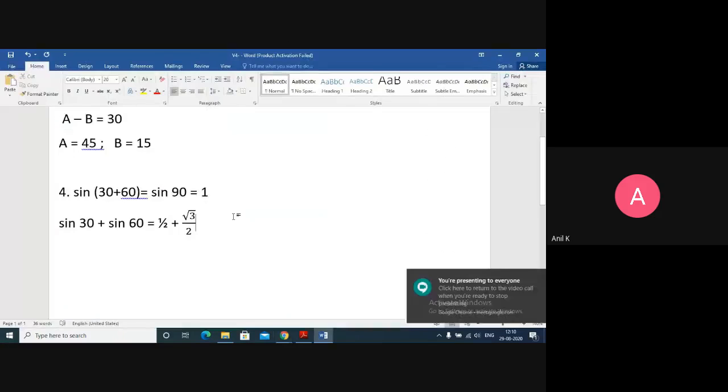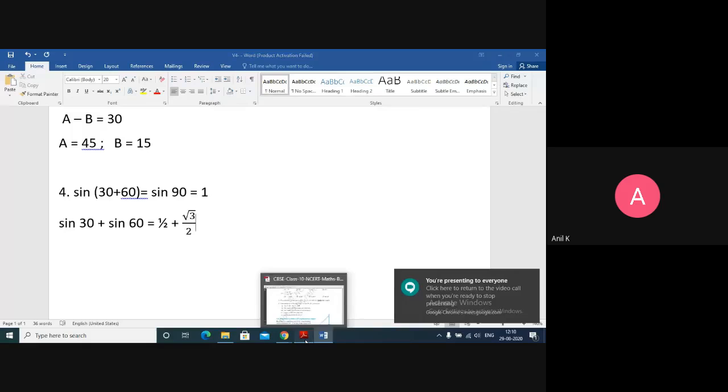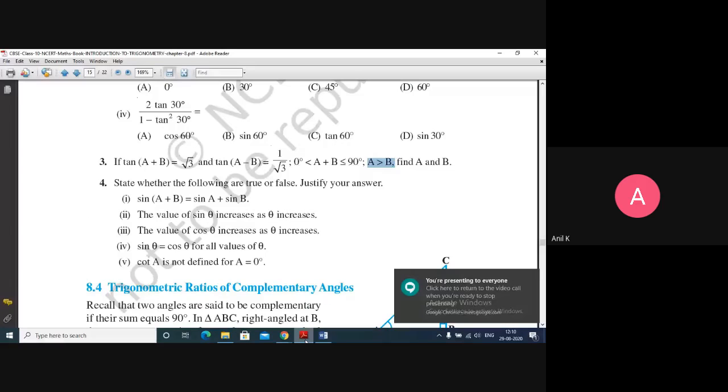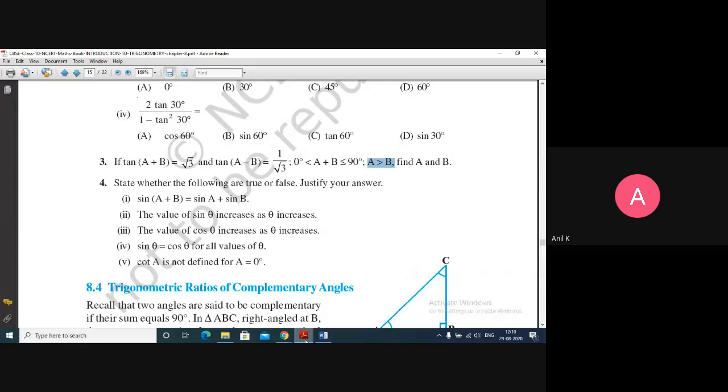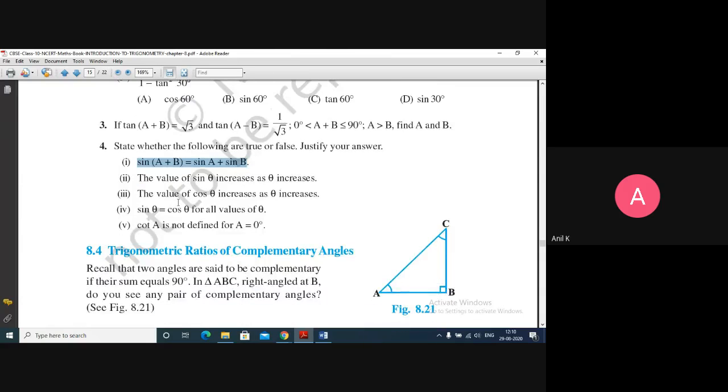Okay, so that is for the given question. If the answer is false, then you have to justify. Even if you take any angle, this will not be true. In class 11th, you will study the sine (A + B) formula, which is sine A cos B plus cos A sine B. Don't worry about it now.